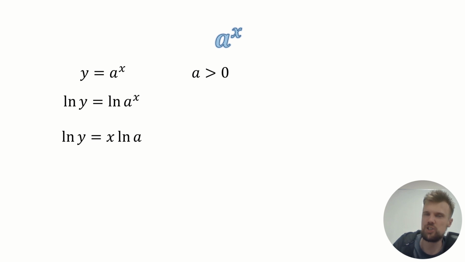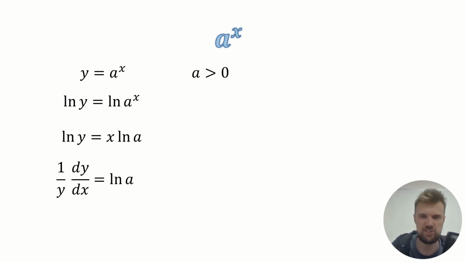Ln of y differentiates to 1 over y, and then times by dy over dx to deal with the implicit differentiation part of that. And then x ln a looks really horrible, but remember, 3 of x, 2 of x, all those sort of things are quite easy to differentiate. A number times by x just differentiates to that number. Ln of a looks scary, but a is just a constant, so ln of a is still just a number. So therefore, ln a lots of x differentiates just ln of a.